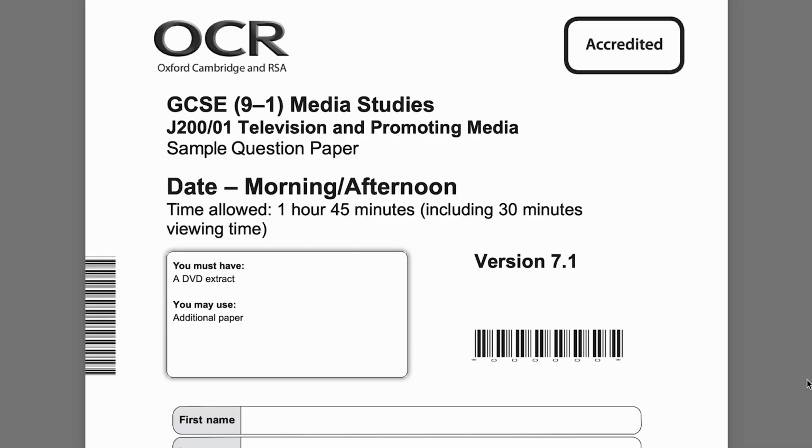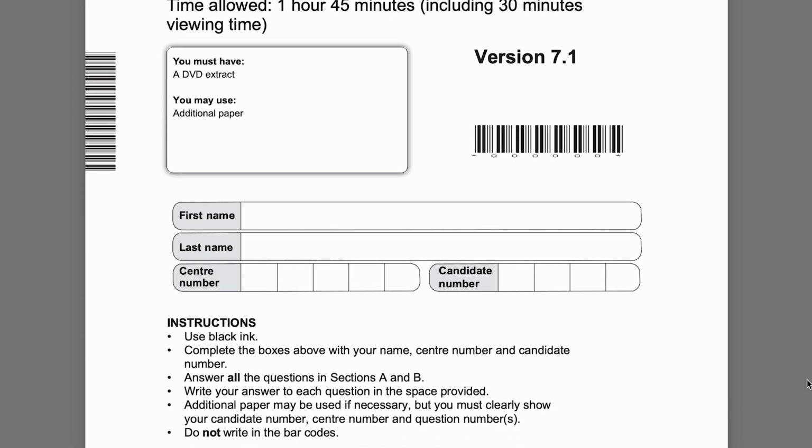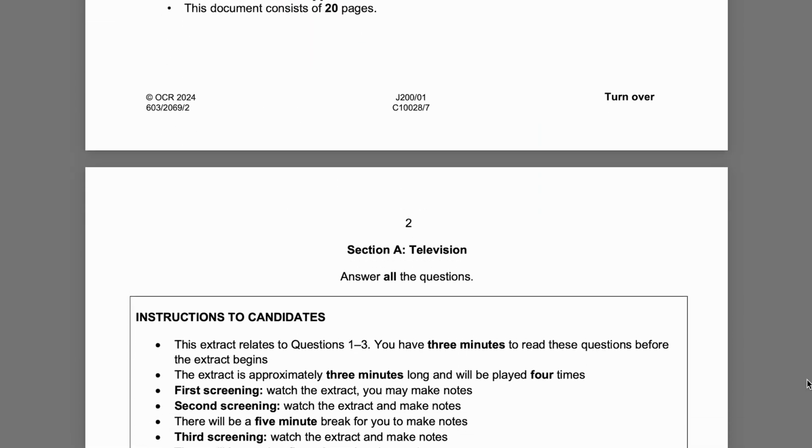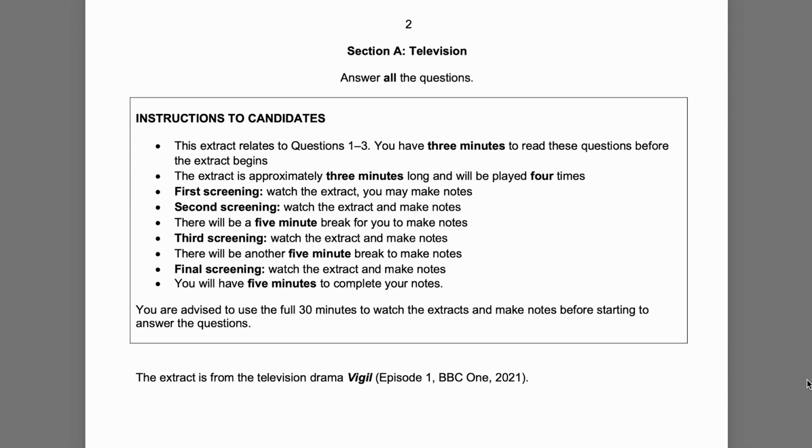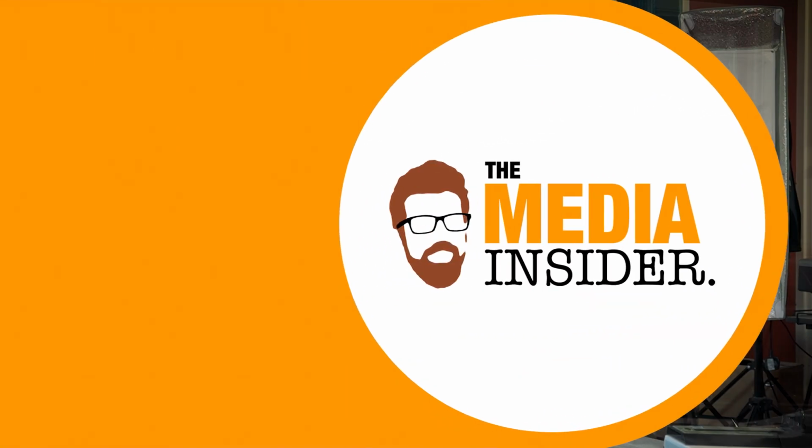So in this video, I'm going to go through component 1 in detail. This is the first exam you'll be sitting, all about television and The Lego Movie. I'm going to go through each question one by one so you know what to expect, and I'll give you a couple of tips and tricks on the way in terms of timings and how you should write your answers. So let's start off by just talking about the course as a whole, just as a reminder.